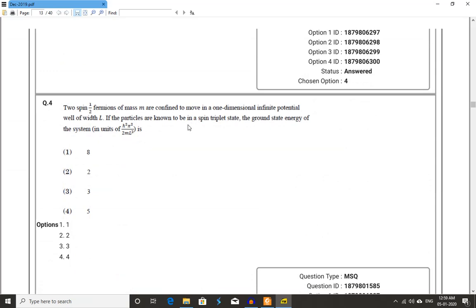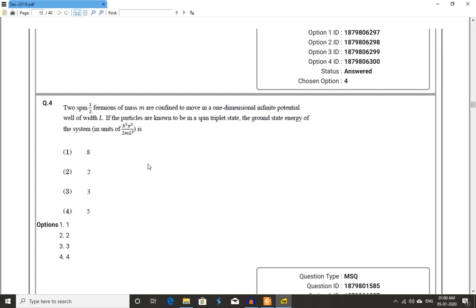This is again an easy question. Two spin half fermions in a one-dimensional finite potential, particles are known to be in a spin triplet state. So what is the spin triplet state? Spin triplet state is spin 1. So spin 1 means these particles do not share the same ground state. If the particle is spin half plus up and spin minus up in the ground state, the energy will be minimum, but that will be the spin singlet state.